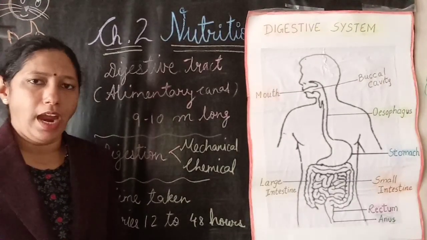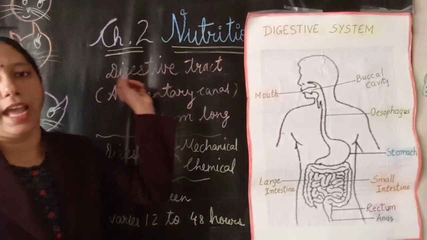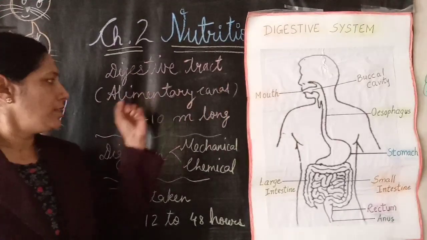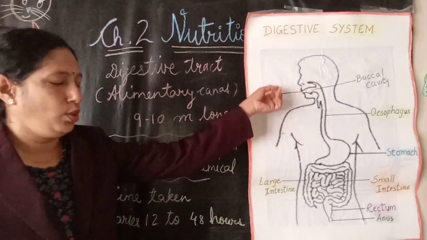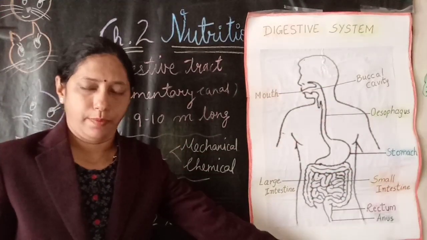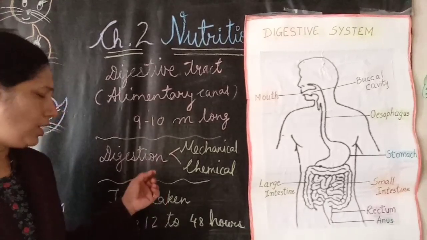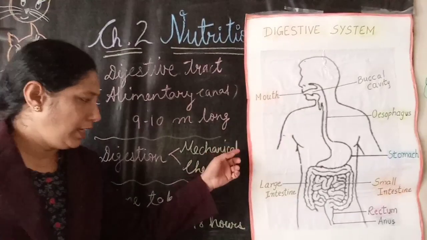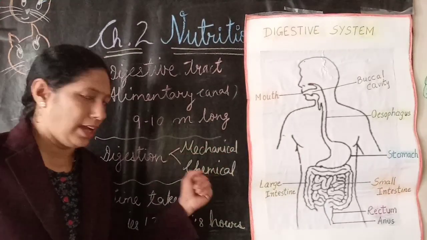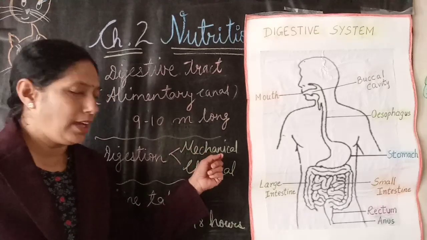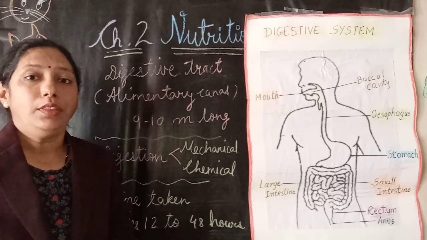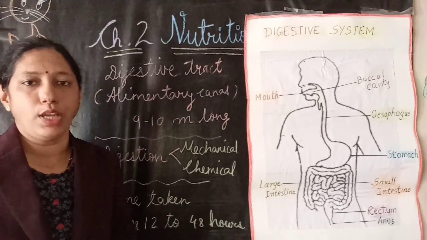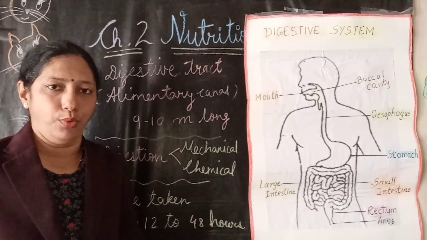Now you all know that alimentary canal means the digestive tract. It is 9 to 10 meters long and it starts from mouth and ends at anus. Digestion has 2 parts, mechanical digestion and chemical digestion. In mechanical digestion, physical breakdown of food is there. This physical breakdown is done by chewing or churning of food.